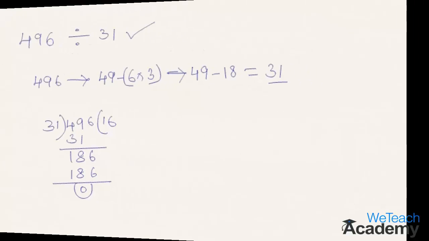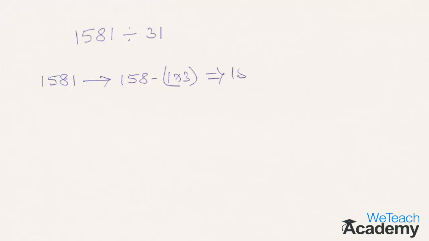Coming forward to the next number, which is 1581 divided by 31. 1581 implies, according to the concept of subtracting 3 times the last digit from the remaining number, which can be numerically represented as 158 minus 1 into 3, which is equal to 158 minus 3, that is equal to 155, implies 31 into 5. So hence the result 155 is divisible by 31.